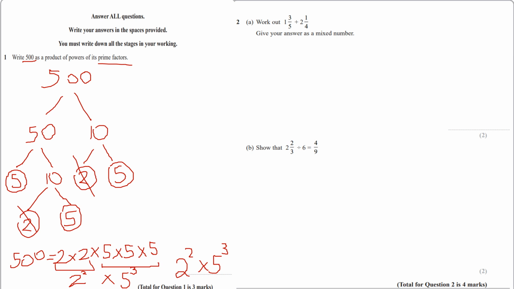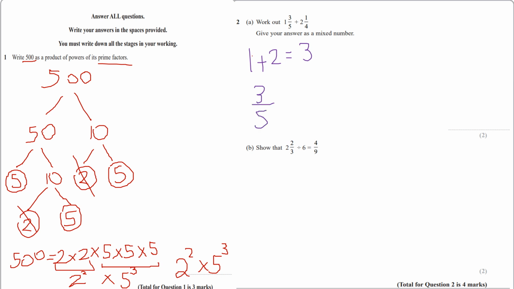Question number 2. Work out 1 3/5 plus 2 1/4. Give your answer as a mixed number. Now for this one, I'll do it a different way. I'm going to add the whole numbers first. Sorry about that, guys. I apologise. I don't know what's going on here today. So I'm going to do 1 plus 2, which is 3. So 3 wholes. I'm now going to add my fractions.